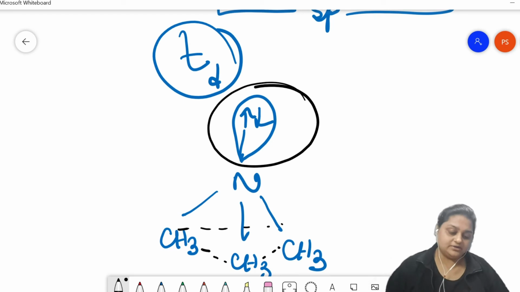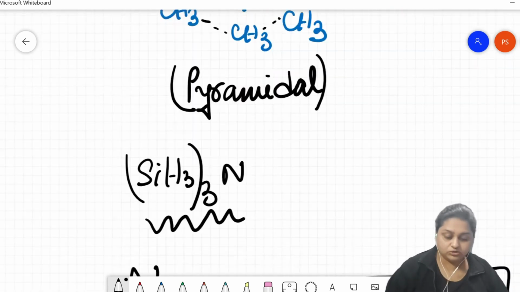That's why, if we compare the Lewis basicity of these two nitrogenous compounds, (CH3)3N is found to be much more Lewis basic compared to (SiH3)3N.